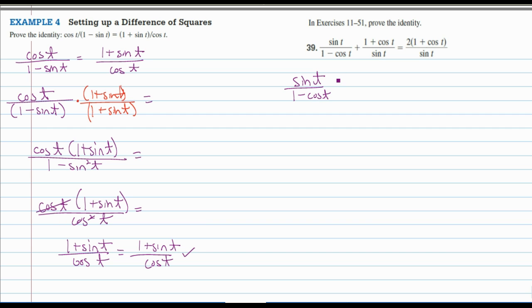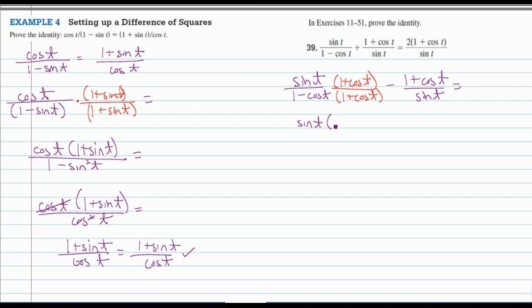So I'm going to give that first term a 1 plus cosine of t in both the numerator and denominator. Again, this term right here already has the right denominator, that is my goal expression. So I'm going to leave that and see if I can figure out a way around working with this term.